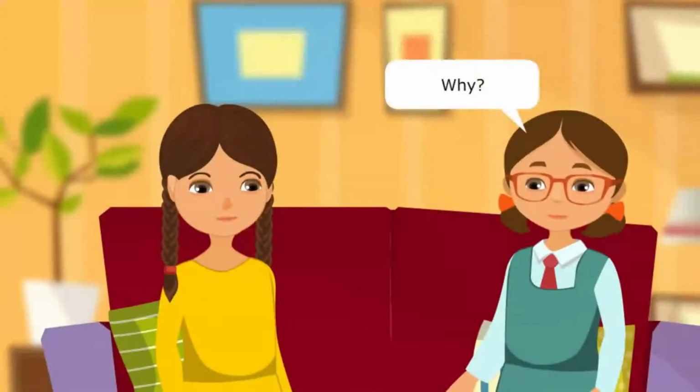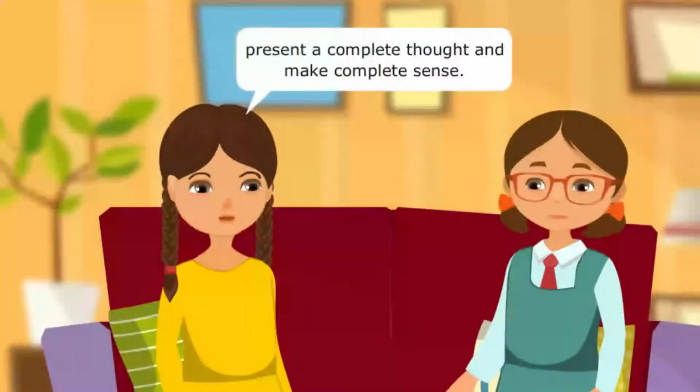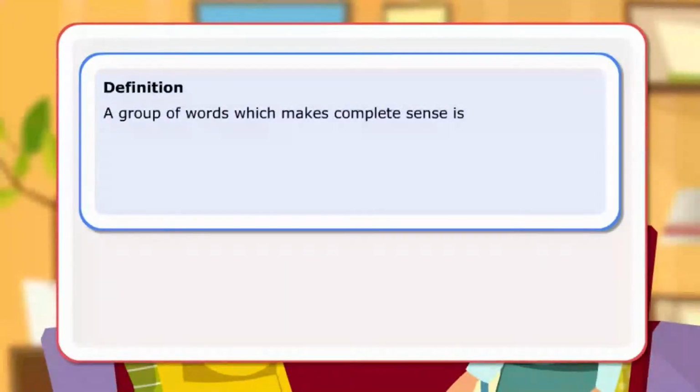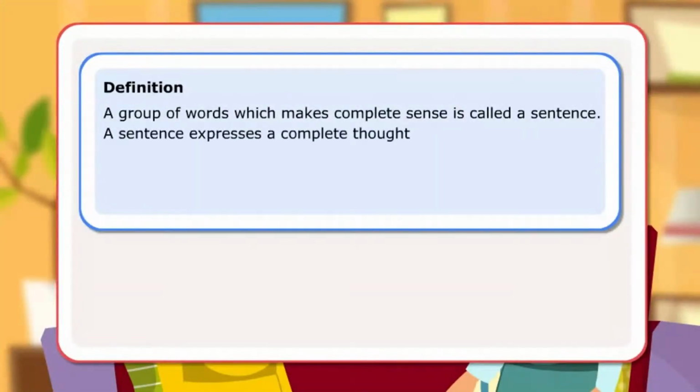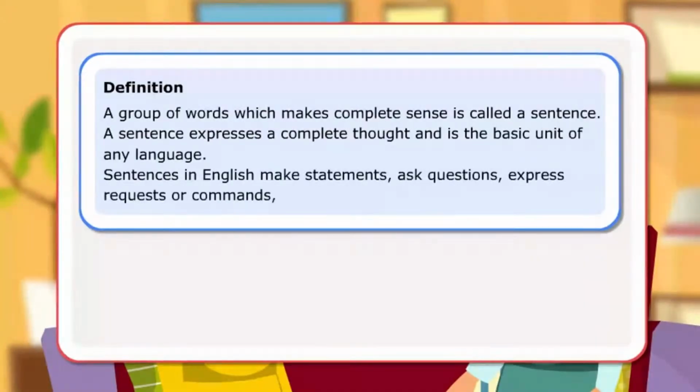Why? Words grouped together can be called a sentence only when they are placed in the right order, present a complete thought, and make complete sense. Definition: a group of words which makes complete sense is called a sentence. A sentence expresses a complete thought and is the basic unit of any language. Sentences in English make statements, ask questions, express requests or commands, suggestions, and exclamations.